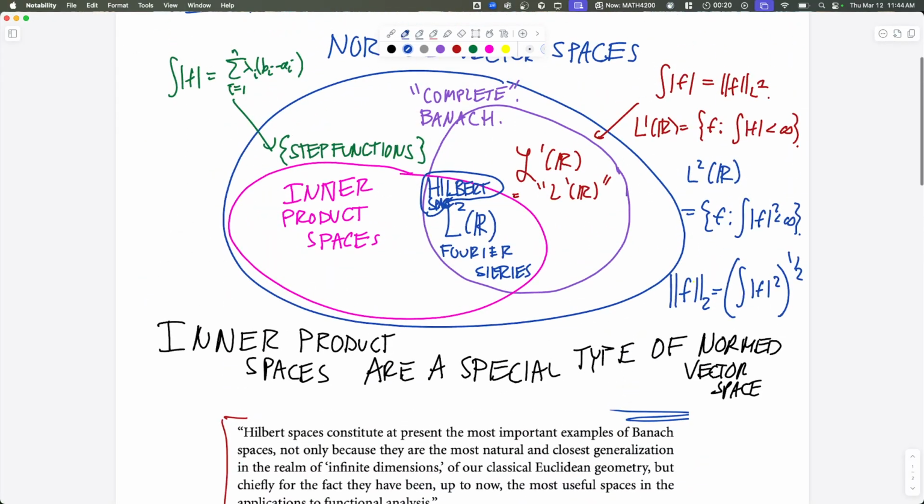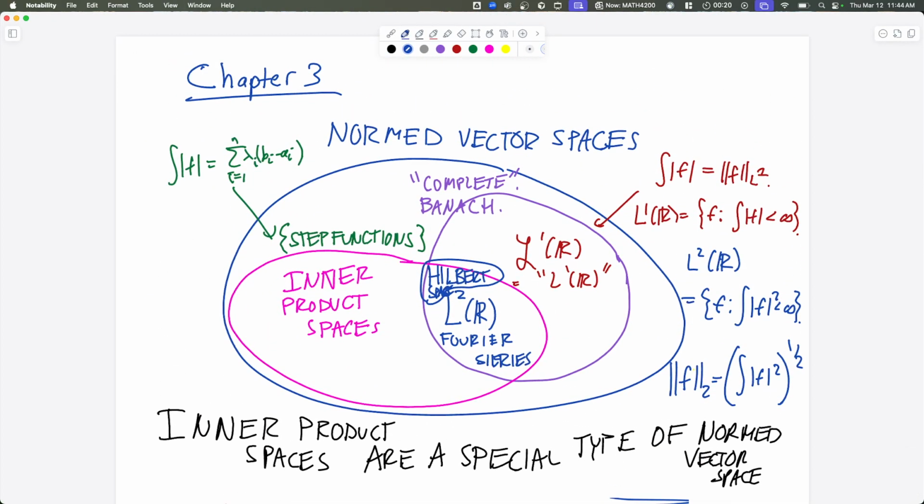Now we're going to jump in. The next thing I'm going to tell you is the definition of an inner product and what is an inner product space, and then we're going to start going from there. But this is a good place for any big picture questions.